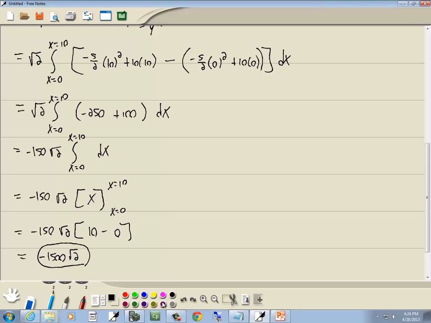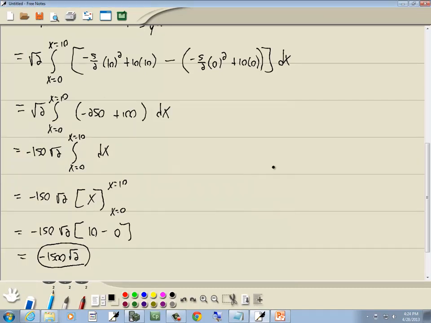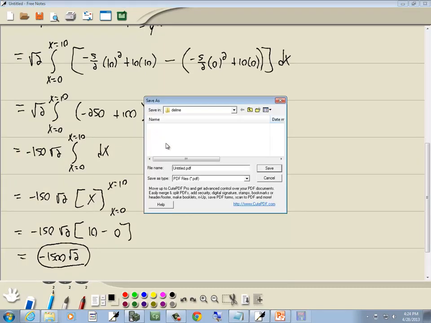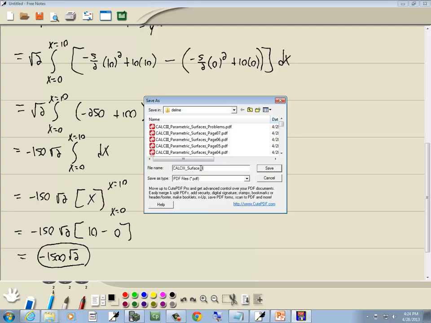Let's see, this is surface integrals. So let me save this. Surface integrals, page 01.pdf.